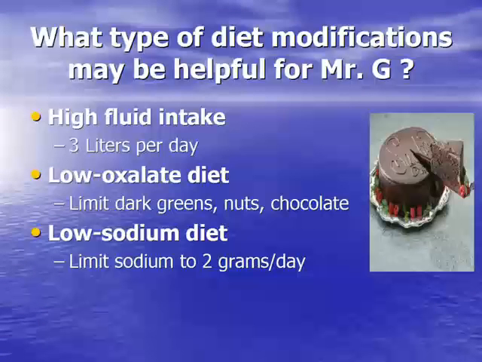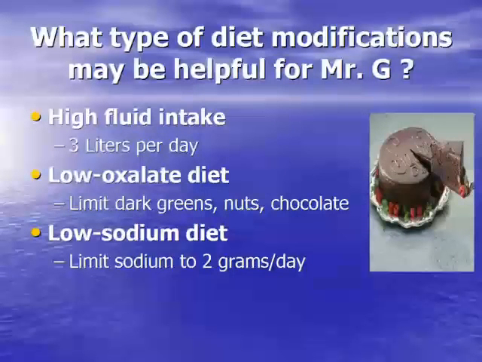Some other things that would be helpful as far as diet modification for our patient in our case study would be to encourage that patient to increase fluids up to 3 liters per day and go on a low oxalate diet. In other words, limit dark green leafy greens, those types of things, nuts, and limit chocolate. Also beer, colas, tomatoes, green beans, and asparagus are considered high in oxalate. Patients should be put on a low sodium diet, probably a limitation of about 2 grams per day.